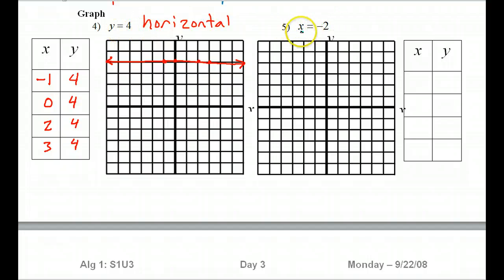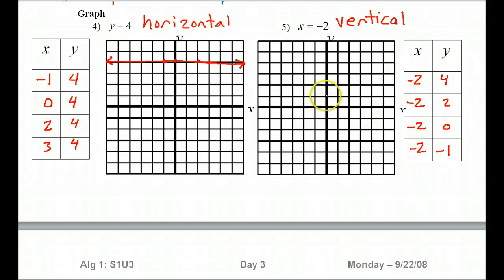Similarly, I would like you to memorize that if you have x equals a number, it's always going to be a vertical line. And again, a way of thinking about that is, if x equals negative 2, that means the x values are always negative 2, like this. So you could make up whatever y values you want, like 4, 2, 0, negative 1. I just made up random y values. You could pick whatever y values you want.